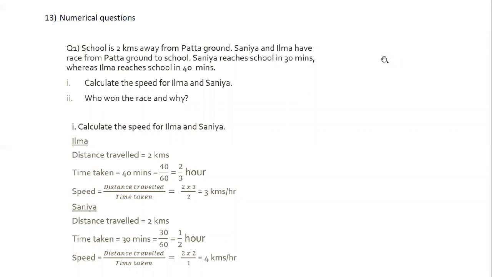Let's see the first question. School is 2 kilometers away from Patta ground. Sania and Ilma have raced from Patta ground to school. Sania reaches school in 30 minutes, whereas Ilma reaches school in 40 minutes. Calculate the speed for Ilma and Sania. Second question, who won the race and why? So let's first calculate the speed.